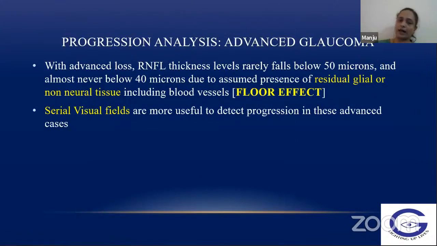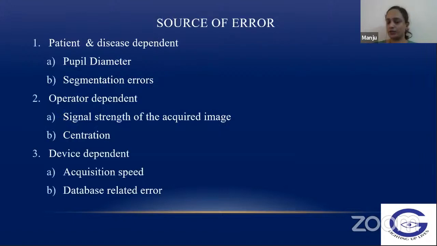With advanced loss, RNFL thickness levels rarely fall below 50 and never below 40 due to presence of residual glial or non-neural tissue, which is known as floor effect. Coming to the source of error, it can be divided as patient and disease dependent, operator dependent, and device dependent.